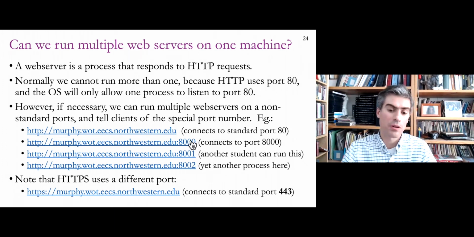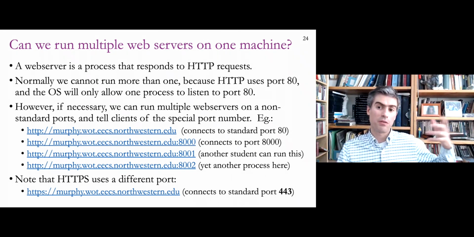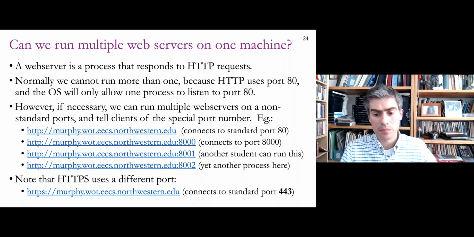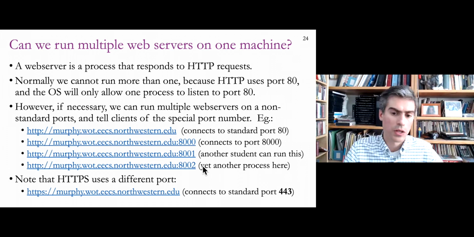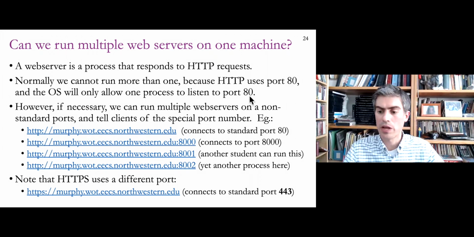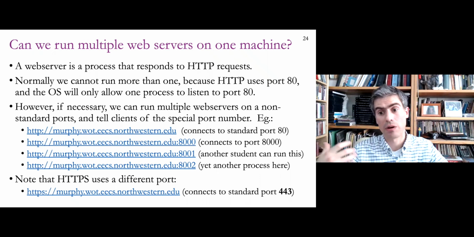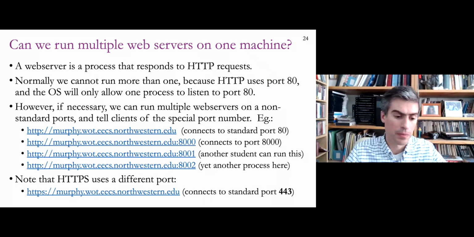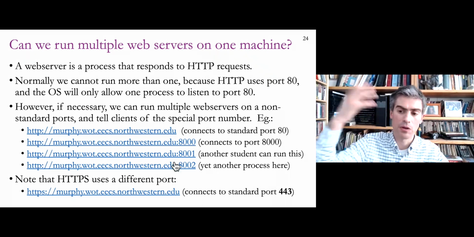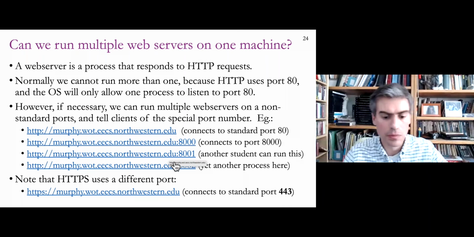This would allow, for example, multiple students who are using that same machine to all be running web servers. They're all listening for connections. They're all reachable, but they're reachable at different port numbers. You can't reuse the same port number. You cannot have two programs listening for connections on the same port number, because then the OS, when it got a packet, wouldn't know which program to give the data to.